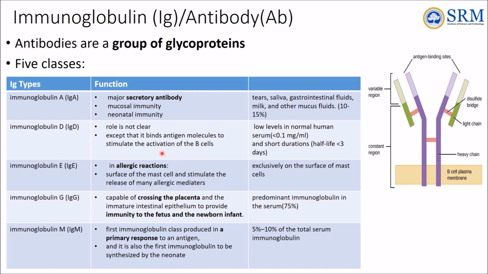human serum. Immunoglobulin E is involved in allergic reactions. Immunoglobulin G is the only immunoglobulin which can pass across the placenta and provide immunity to the fetus and to newborn infants. They are the most abundant immunoglobulins present in the serum. Immunoglobulin M is involved in the primary responses to an antigen.